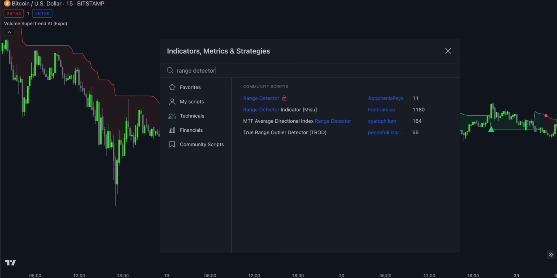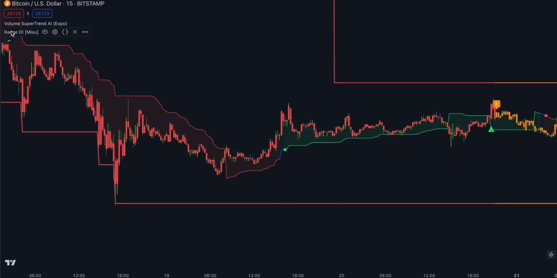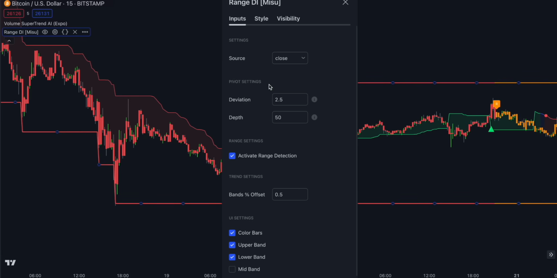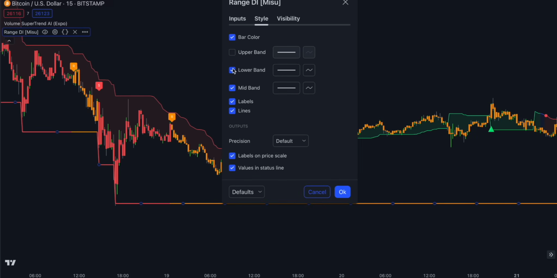Let's go back to our secret indicator that cancels fake signals issued by AI SuperTrend. Open the Indicators menu and type Range Detector Indicator. It is this one by Fontira Misu. Once installed on the chart, open its settings and change the depth to 10. Head over to Style and uncheck Lines and Labels.